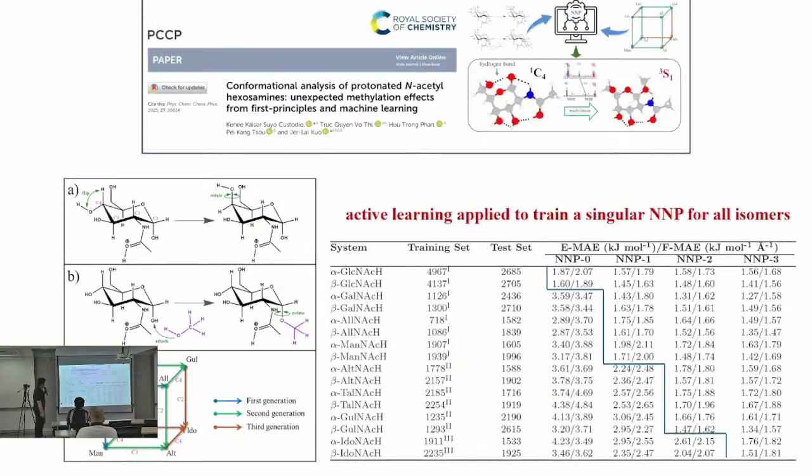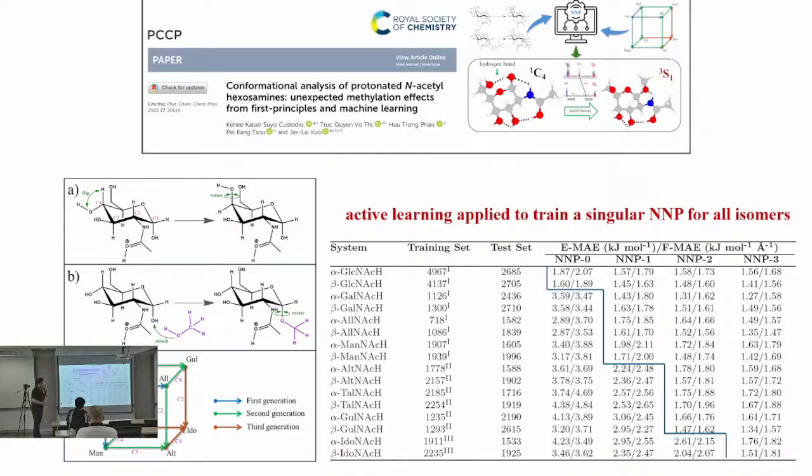Okay, so now going to the meat of the whole thing. This is the actual research that we have done so far. This is the first paper that I have published under Professor Guo with NNP. Here we have looked into the conformational space of protonated and acetyl hexosamines. Now, for sugars, usually it's easy to study the more common ones. You have glucose, galactose, mannose. They are more naturally occurring, I might say.